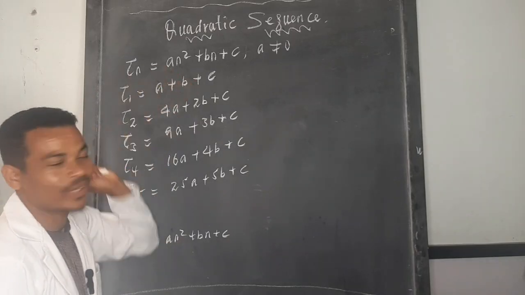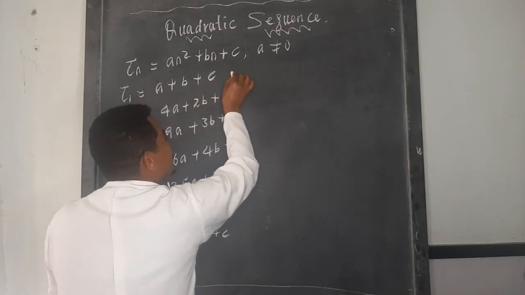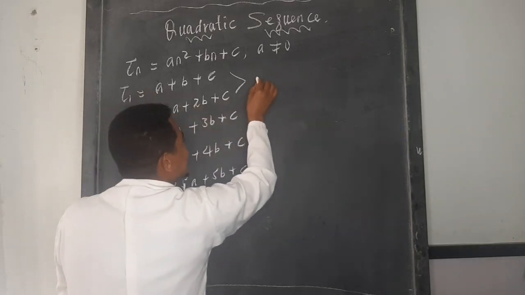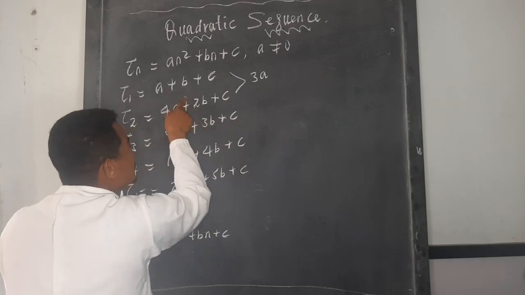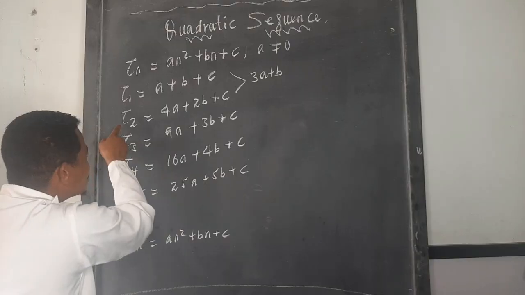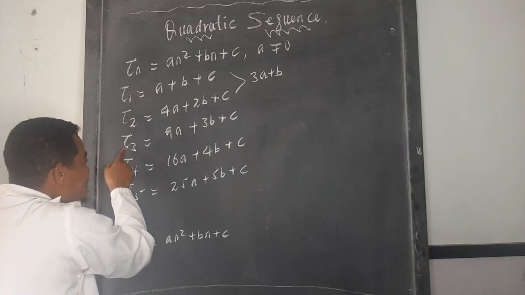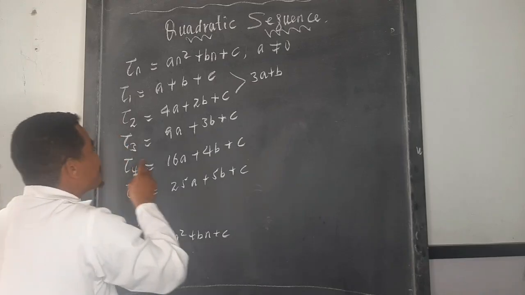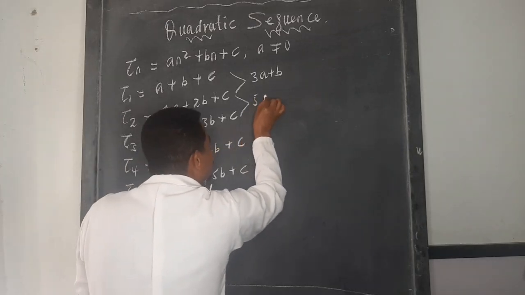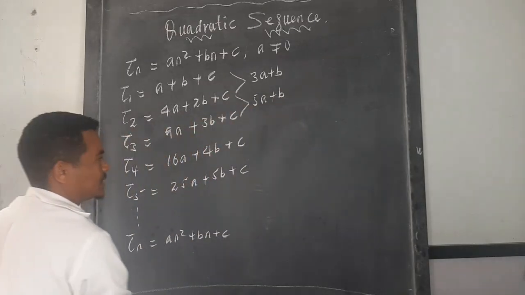So how can we find the values of a now? Let's find the difference between each consecutive term. This one is T2 minus T1. 4a minus a is 3a, 2b minus b is b, c minus c is 0. So T2 minus T1, the second term minus the first term, is 3a plus b. How about T3 minus T2, the third term minus the second term? This one is 9a minus 4a, which is 5a, plus 3b minus 2b, which is b, c minus c is 0.